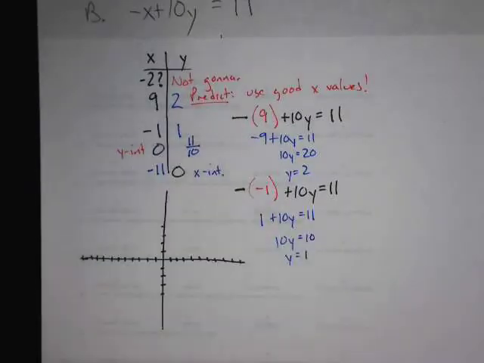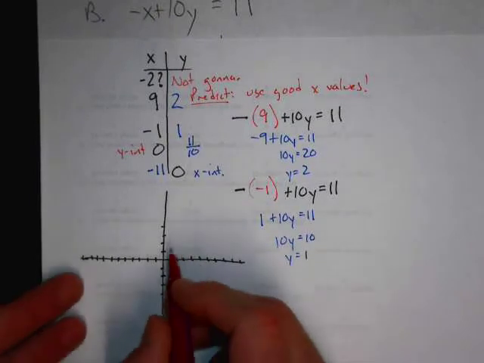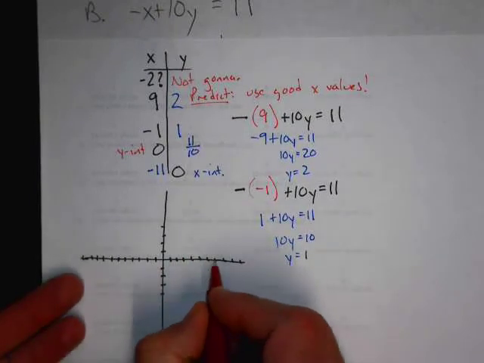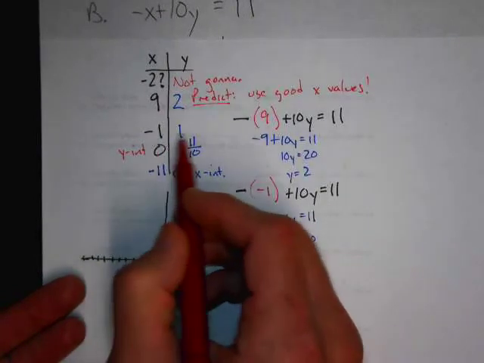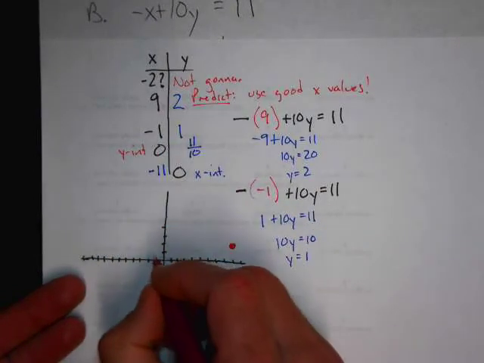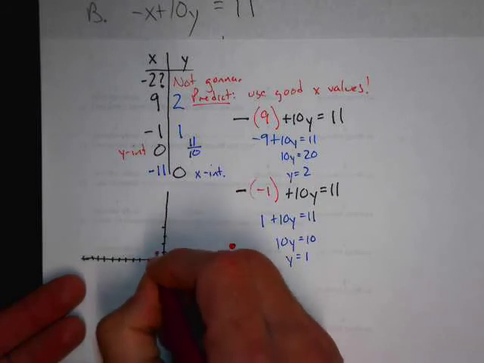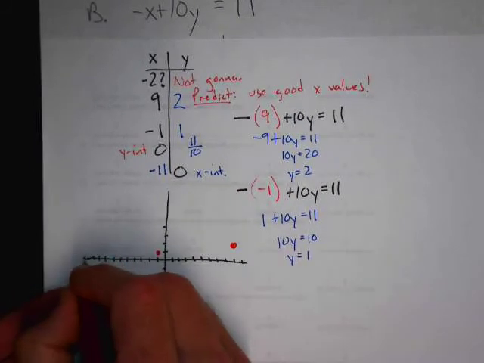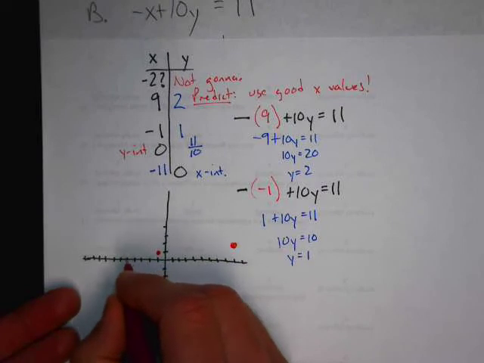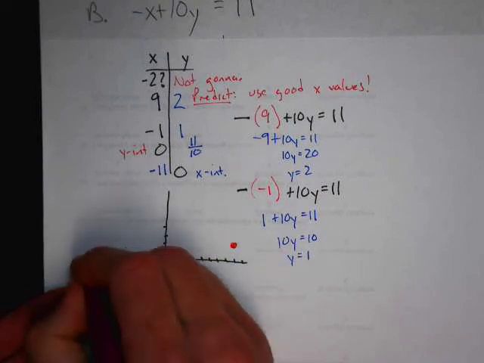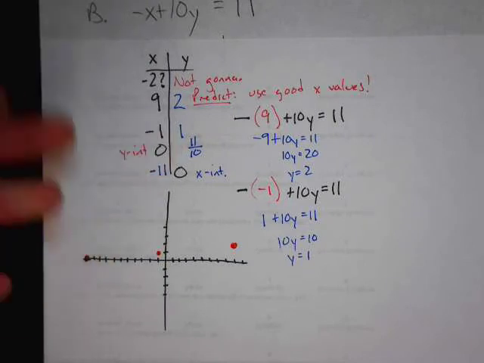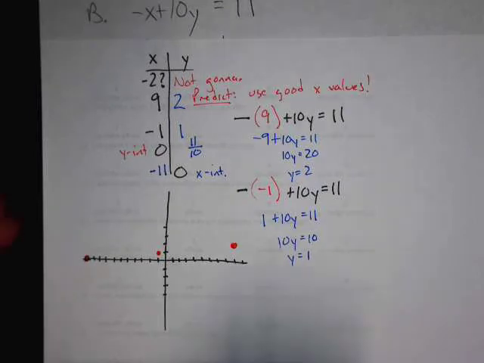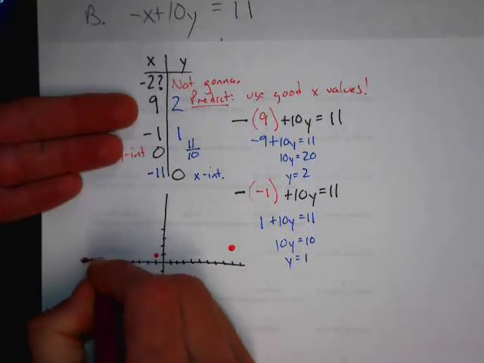So I know if I have x is 9, y is 2. So 1, 2, 3, 4, 5, 6, 7, 8, 9, 1, 2. I know I have negative 1, 1. And I know I have negative 11, 0. 1, 2, 3, 4, 5, 6, 7, 8, 9, 10, 11. Yeah, we're out here. So negative 11, 0. Okay, so here are my 3 points, right? But I also have 0, 11 over 10. What does that mean? And I'll show you that in a second. So there's my line.